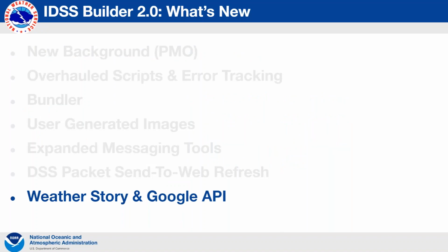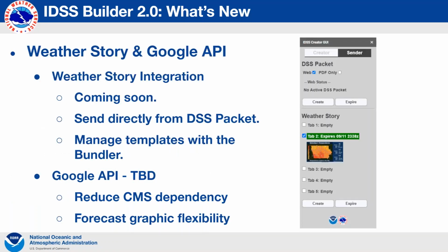So as mentioned before, the templates are ready for Weather Story and Google API integration, but right now these are just kind of carrots dangling out there with an unknown implementation date. So I'm more optimistic about the Weather Story functionality coming out in the near future since we have the dissemination tools already in place. It just needs a bit more collaboration and development to get it working.